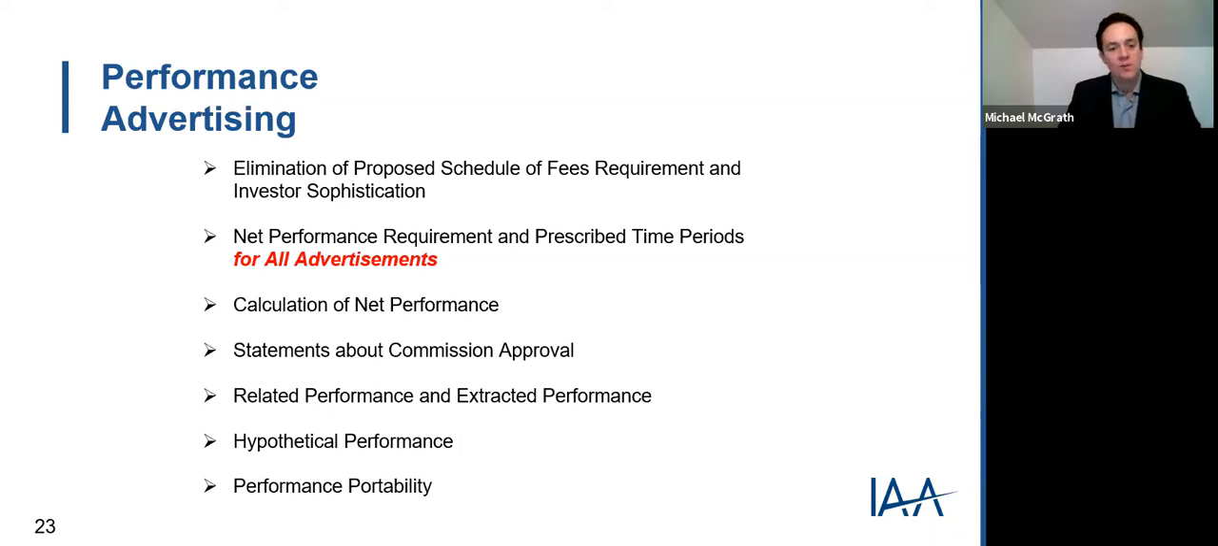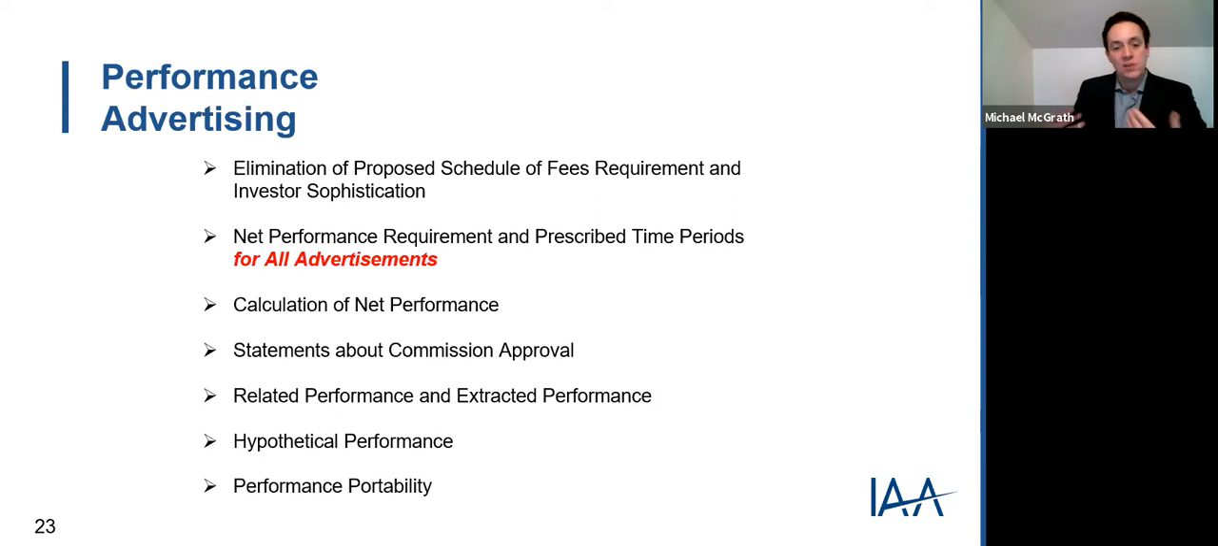Now, a couple other important points on performance advertising. Number one, there are now rule-based requirements, and for that matter, permissions around the calculation of net performance. To jump to the chase, net performance can be calculated using all of the constituent accounts' actual fees and expenses. It can be calculated based on a model fee, as long as that model fee is no lower than the performance that would have been produced if you would use actual fees.